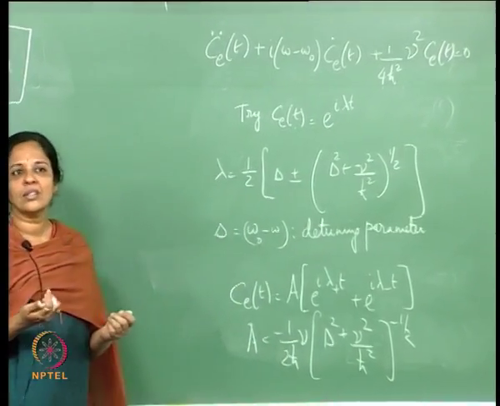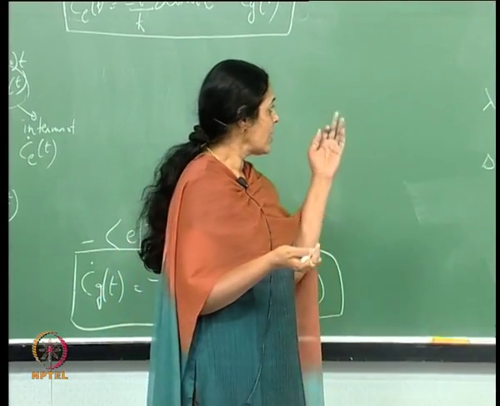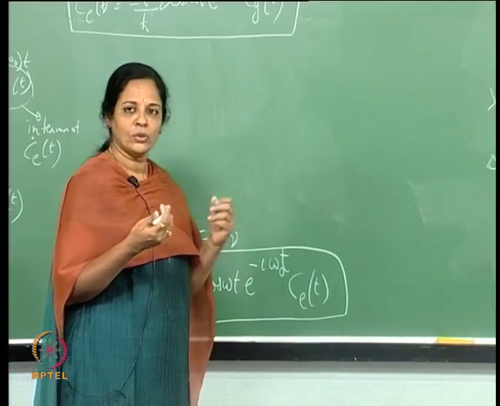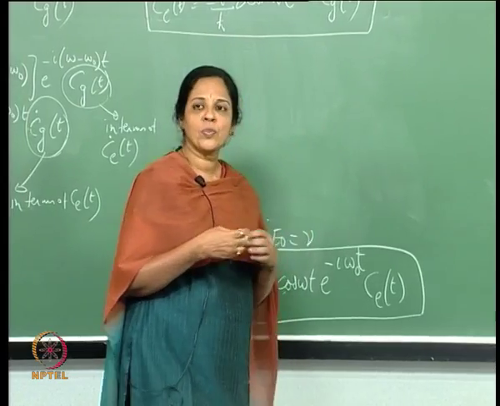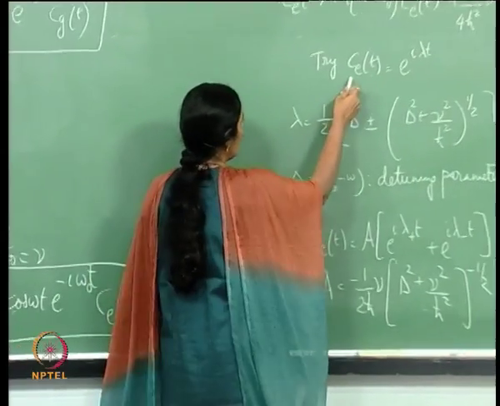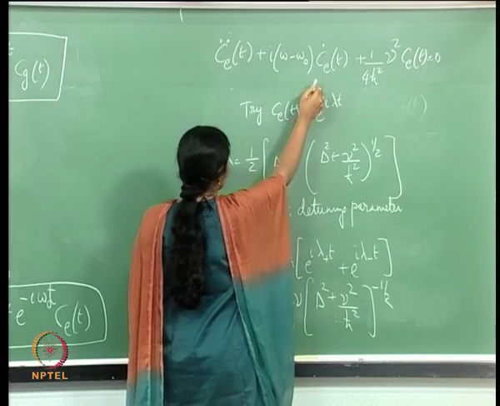Now, if it does not work, it will show up as a contradiction somewhere else, but at this level it is merely common sense that has guided this choice of trial solution, because the field varies sinusoidally, and therefore I will expect the response to vary sinusoidally. Now, once you put in for Ce of t here, there is a Ce double dot and a Ce dot.